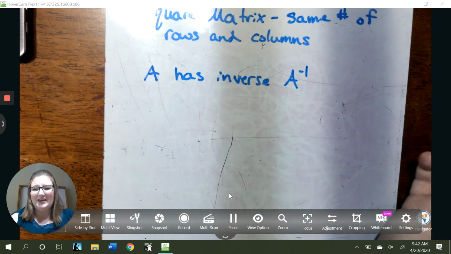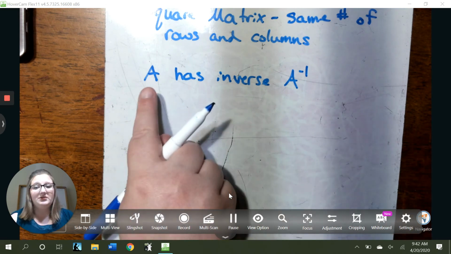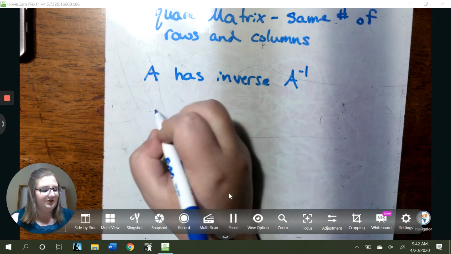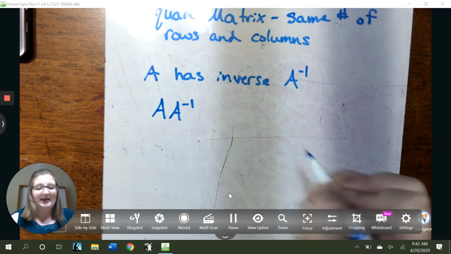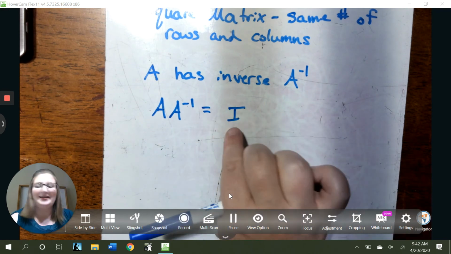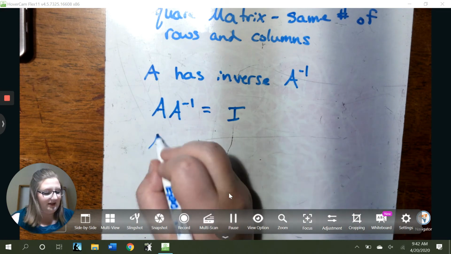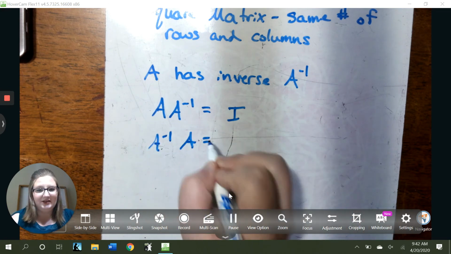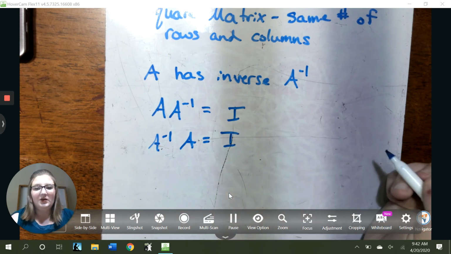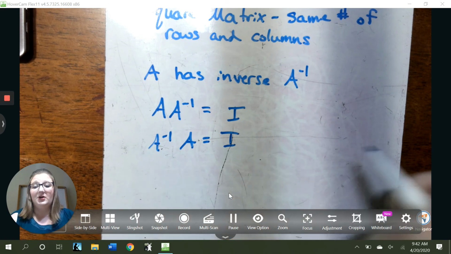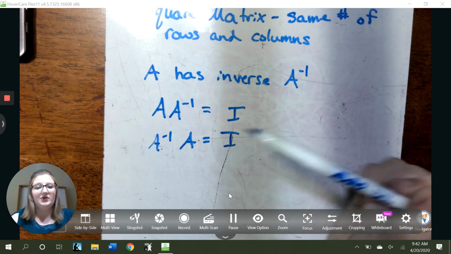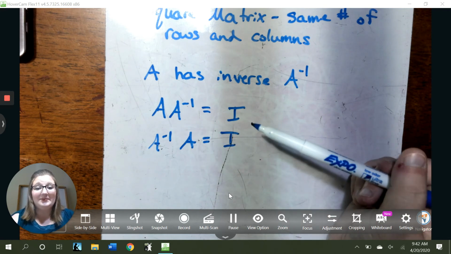That's why we talked about the identity matrix first, because when you multiply a matrix by its inverse, you should get the identity matrix. So if I did A times A inverse, then my answer would be the identity matrix, whatever size matrix that needs to be. Same thing, if I did A inverse times A, so I can switch the order here, I would still get the identity matrix I, whatever size that needs to be based on this multiplication problem.